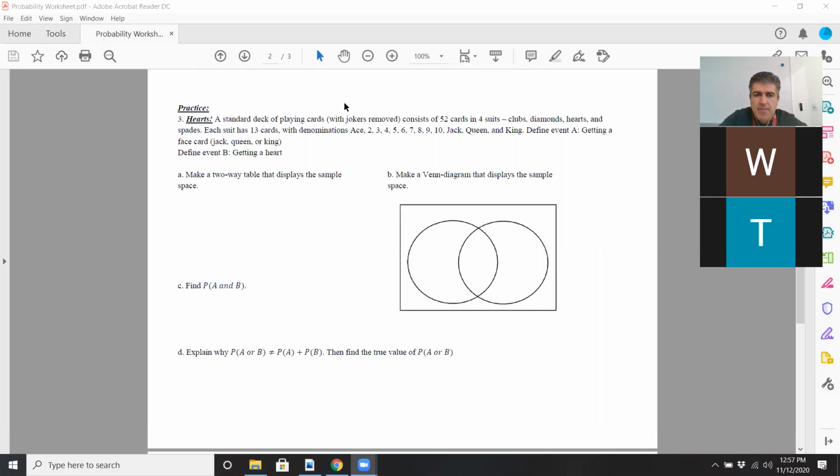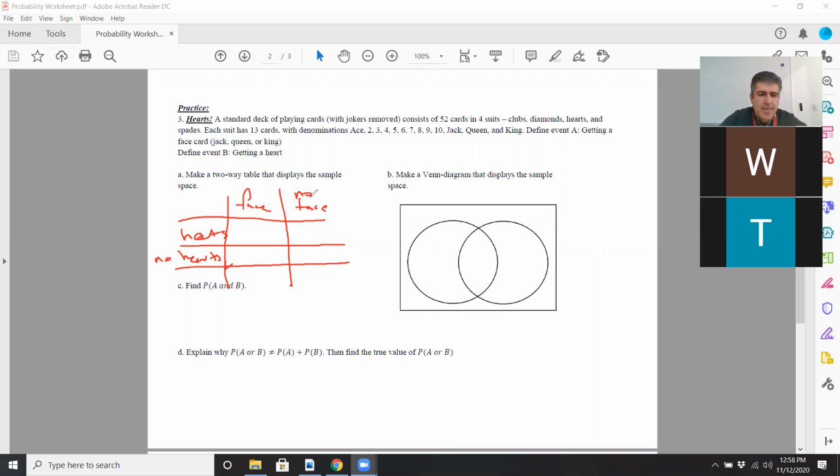So let's say event A is getting a face card, which is Jack, Queen, or King. Event B is getting a heart. There's going to be some overlap, of course, because there is a Jack of Hearts, a Queen of Hearts, and a King of Hearts. So you make a two-way table, which will look kind of like this. So this is hearts, no hearts. And then, of course, you have face or no face.